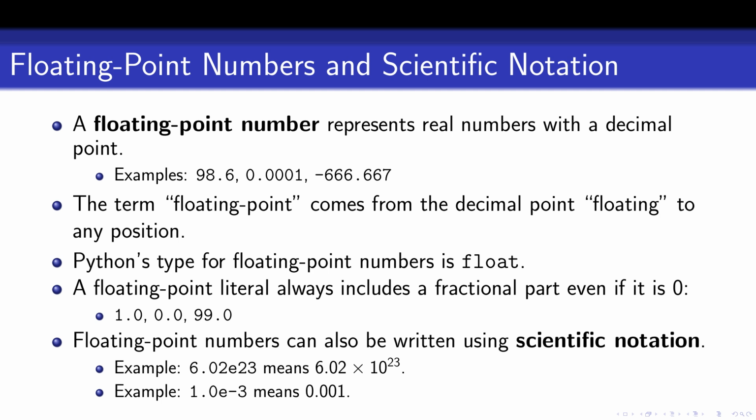Scientific notation is also supported, allowing very large or very small numbers to be expressed compactly. For instance, 6.02E23 means 6.02 times 10 to the power of 23, while 1.0E-3 means 0.001. This notation is critical in scientific and engineering applications.